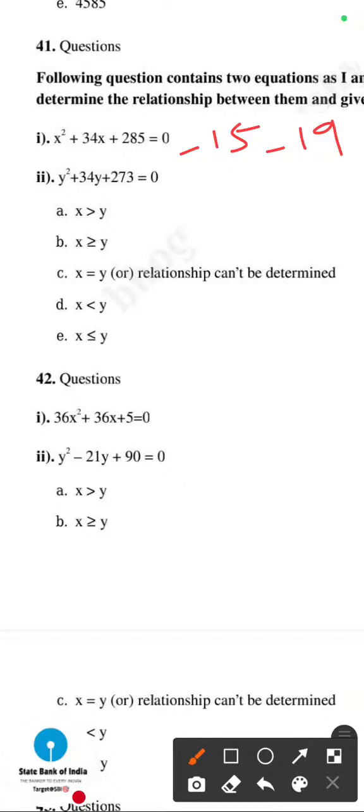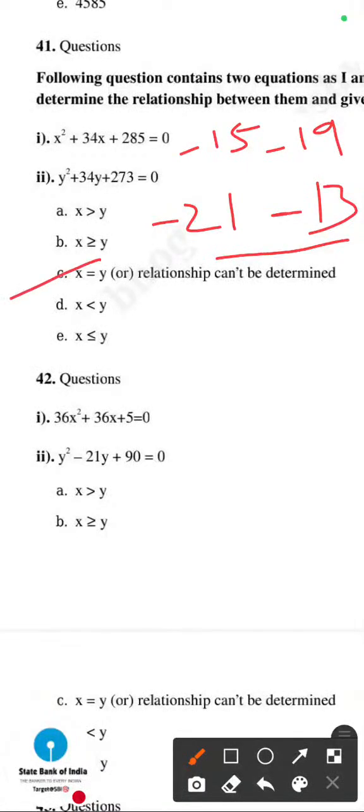I can see 3, 9 times 1. 13, I can see 13 also. 13 times 7 will be 91. So 7 times 3 is 21 and 13. So the roots will be 21 and 13. Minus 21 and minus 13 are the roots for the y equation. Now by comparing these two, it is clear that minus 19 and minus 15 come in between these two numbers. So there is no relation between these two equations. Option C is the answer for this one.